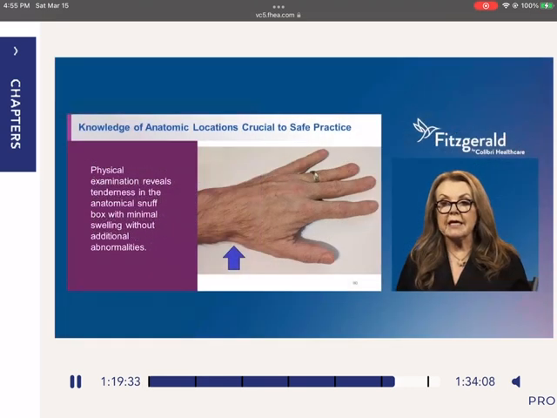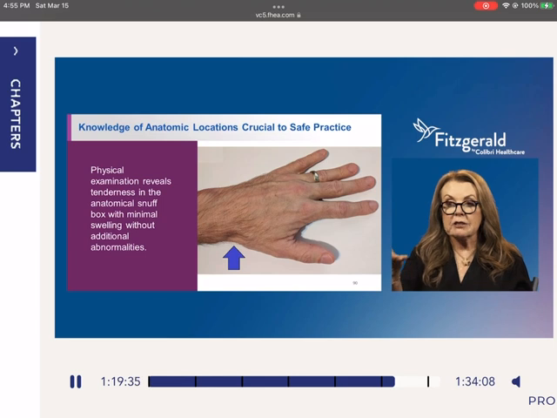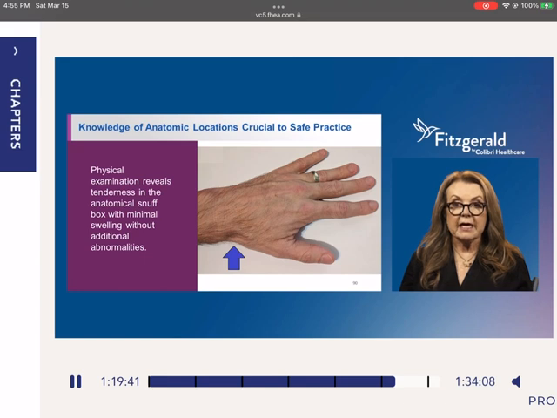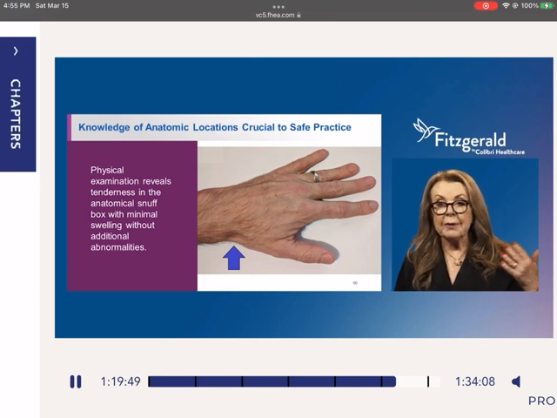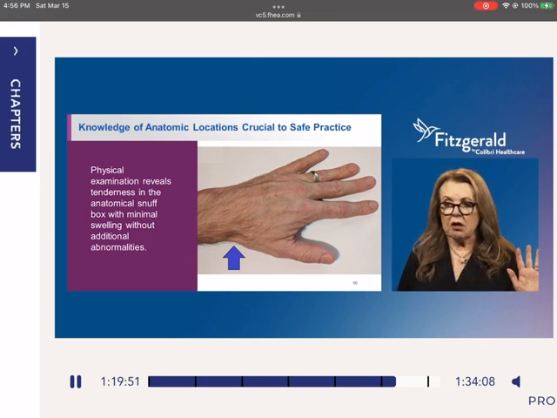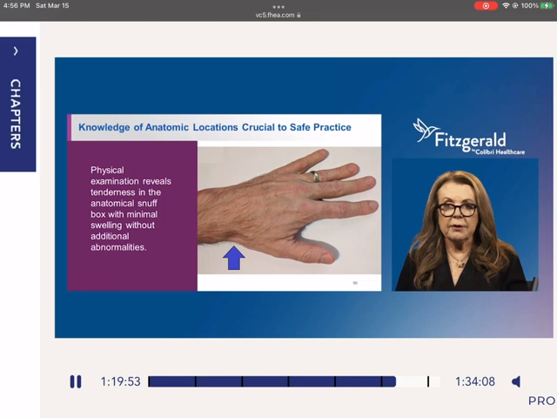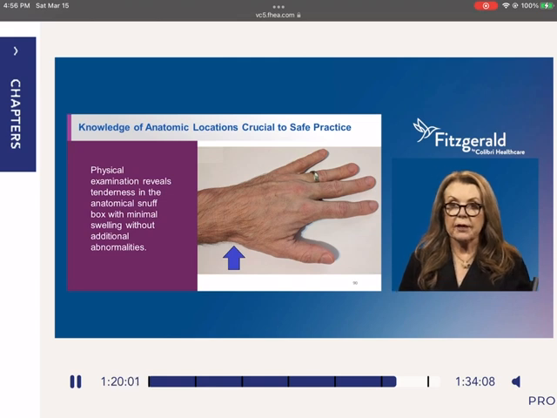Where is the anatomic snuff box? You can see it here in this image. Physical exam reveals tenderness in the anatomical snuff box with minimal swelling without additional abnormalities. You might say, this seems a little odd, and would this person come into primary care? The answer is one, it's not that odd. Two, this is not that uncommon to come into primary care.